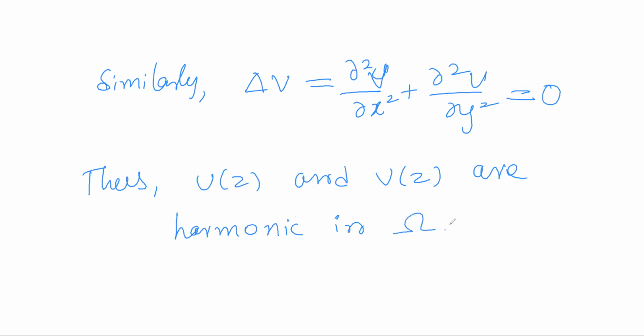So this example shows that the real and imaginary parts of any analytic function are always harmonic. So the real and imaginary parts of analytic functions form important examples for harmonic functions. And this completes this video. In this video, we discussed harmonic functions, harmonic conjugates, and examples for harmonic functions.